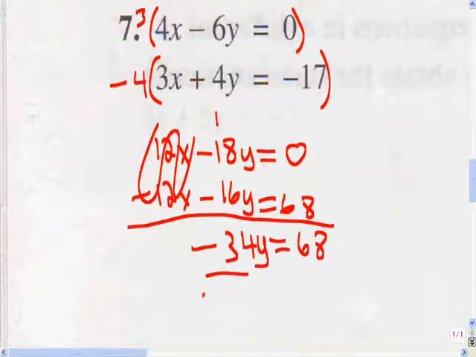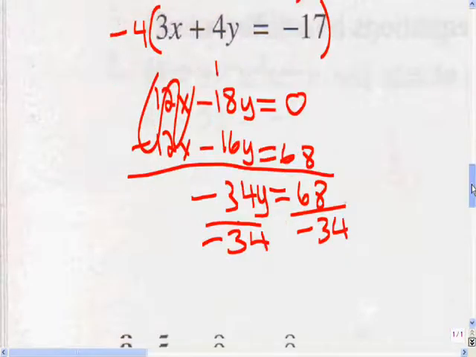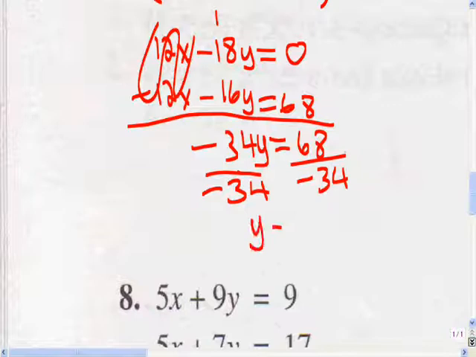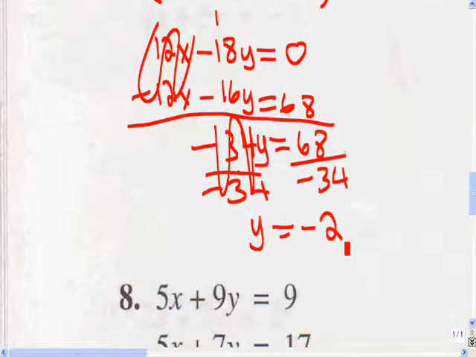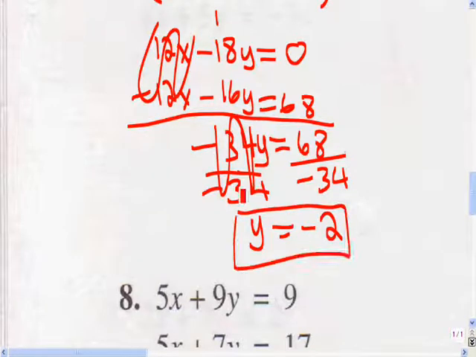And I'm going to divide by negative 34 on both sides. And what I get is that the 34's cancel out, and y equals a negative 2. Because 2 times 34 is 68, or 68 divided by 34 is 2. So y equals a negative 2.